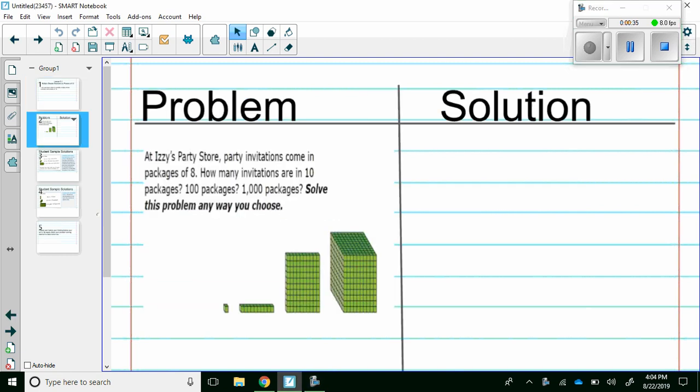Here is today's problem. At Izzy's party store, party invitations come in packages of 8. How many invitations are in 10 packages, 100 packages, or 1,000 packages? Solve this problem any way you choose. Now I want you to push pause and try to solve this problem on your own. Push play when you are ready to resume.